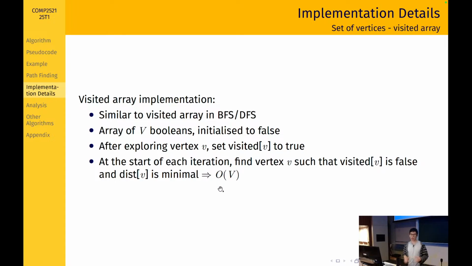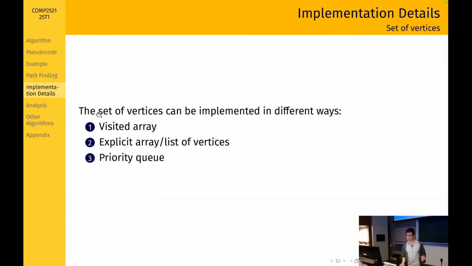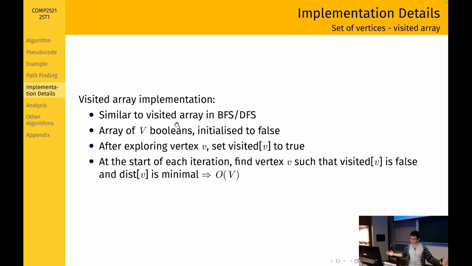That is going to have some impact on the time complexity of the algorithm. Because remember, at the beginning of each iteration, we need to find the vertex that has the smallest distance. So if we use a visited array to implement our set of vertices, then that's going to cost big O of V, because to find the vertex with the minimum distance, we will just need to iterate over the array.